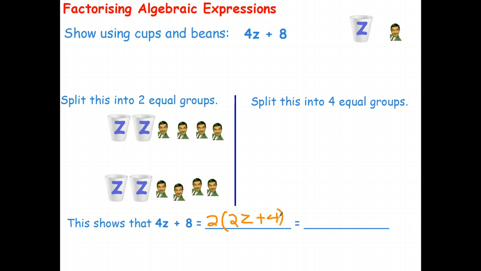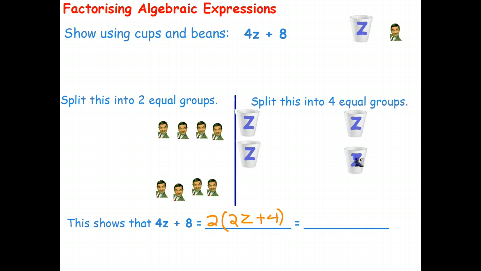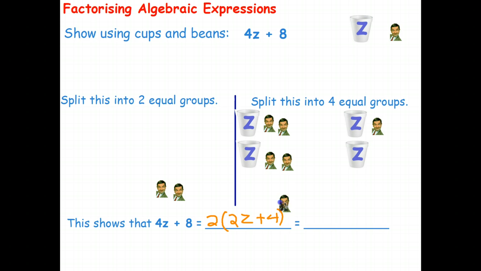But it turns out there's another way to split the beans. I could also create 4 groups. So each group is going to include 1 cup and 2 beans, like so. Hope Mr. Bean isn't getting too dizzy here, being dragged around like this.